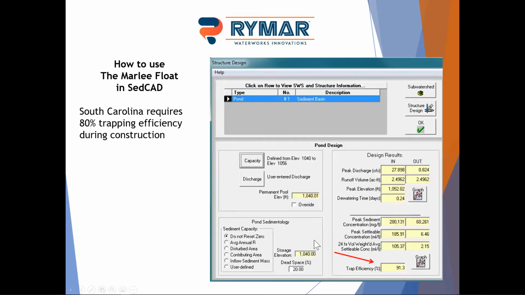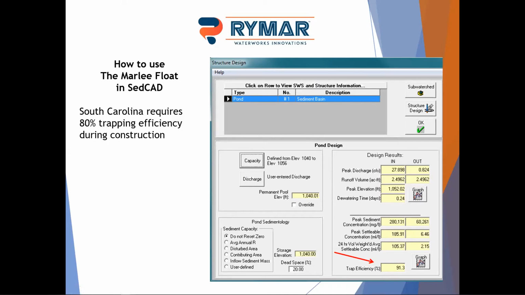And so, as we mentioned before, South Carolina and Kentucky require 80% trapping efficiency during construction. So when we ran SEDCAD on this particular example, we got a 91%. So we checked the box, and so our basin meets the design requirements.